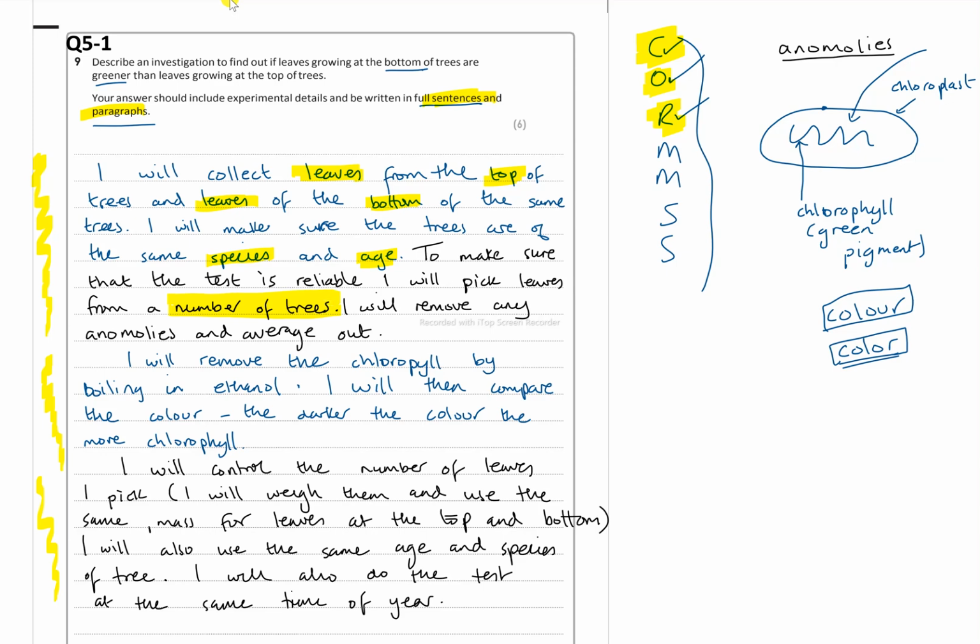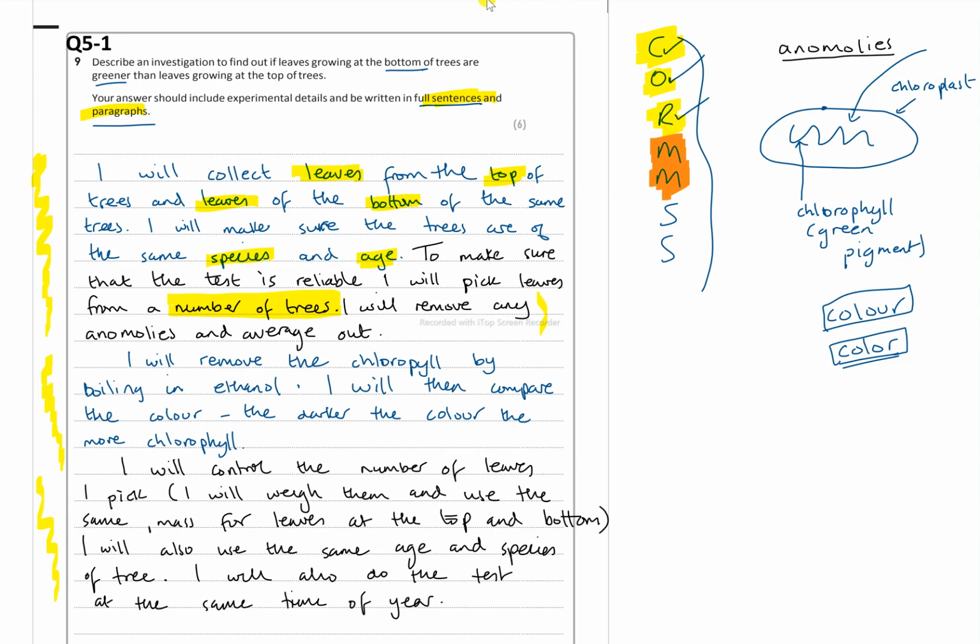Number of trees, because that'll make it even better. I will remove any anomalies and average out the results. Remember, we said we just add this as a one-liner every time. Anyway, then what you do is, how do we measure?